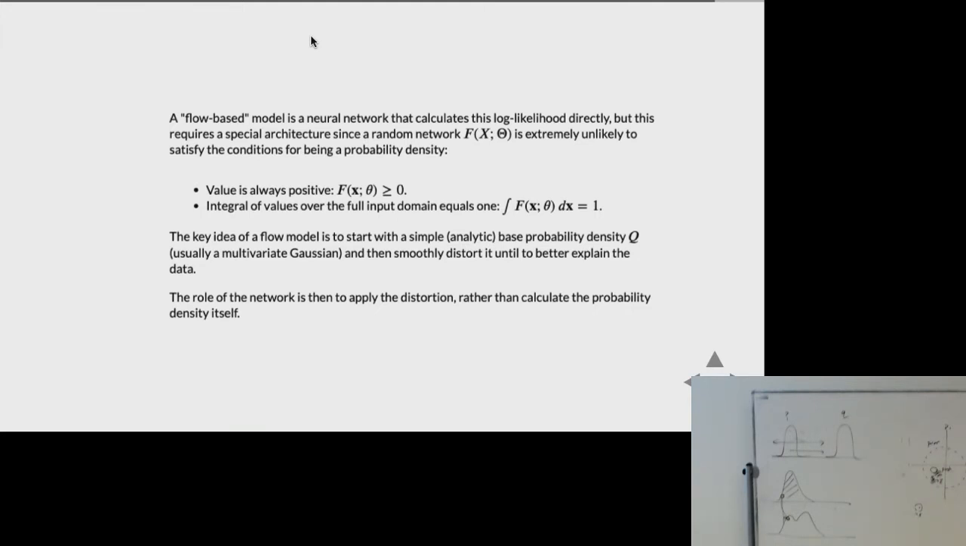So the key idea of a flow model is that you're going to start with some simple and analytic base probability that you get to choose, call it Q, and that's usually going to be a multivariate Gaussian. And then you're going to slowly distort it to better explain the data. It's kind of like with the VAE, we said, okay, I'm going to declare that my prior is a Gaussian, and then I'm going to figure out a latent space that explains that. So here we're going to declare that in some latent space, our data has a Gaussian distribution.